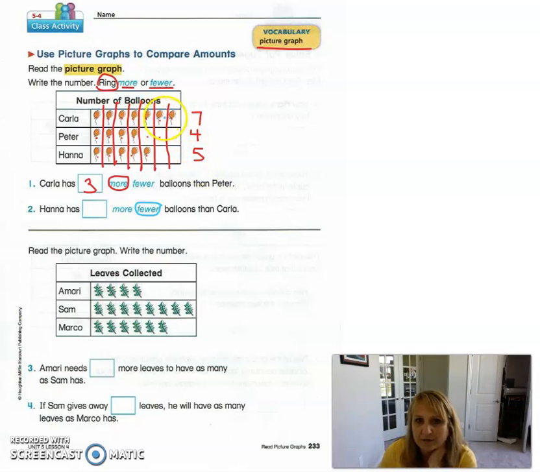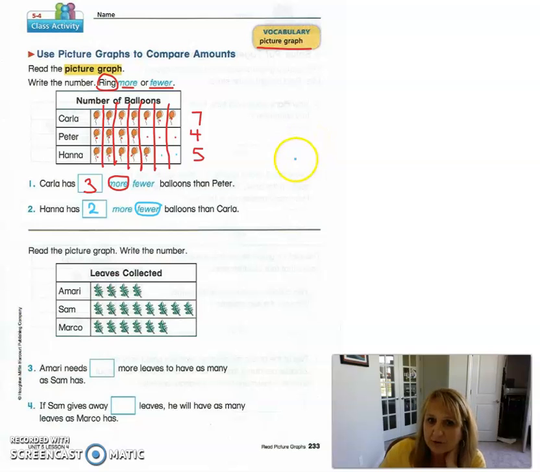We know that Carla filled up all these squares. How many empty squares does Hannah have? 2. So that means that Hannah has 2 fewer balloons than Carla, right? Did that make sense to you? If you need to pause the video and have mom or dad explain that a little bit better, you can.